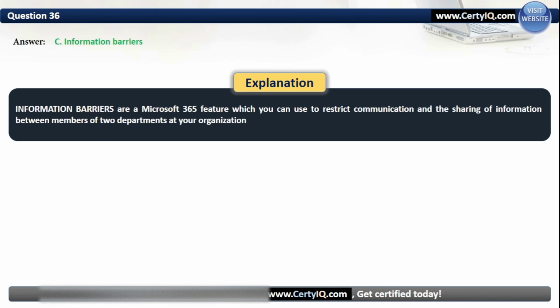Information barriers are a Microsoft 365 feature which you can use to restrict communication and the sharing of information between members of two departments at your organization.